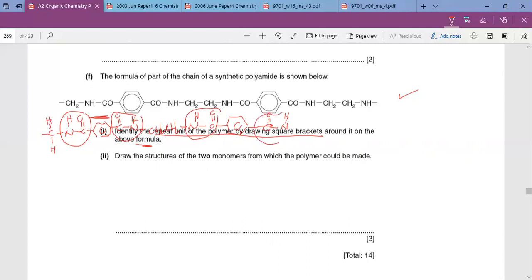Then break the linkages where they break. Break here, break here, break here, and see how many types of monomer. Is it a homo or a hetero polymer? From here to here is your dicarboxylic acid. From here to here is a diamine. So from here to here is your repeat unit. One mark already. Give me 2 marks. Square around it on the above formula.